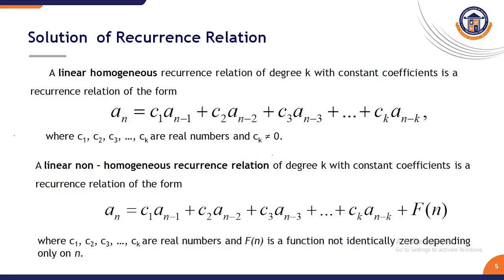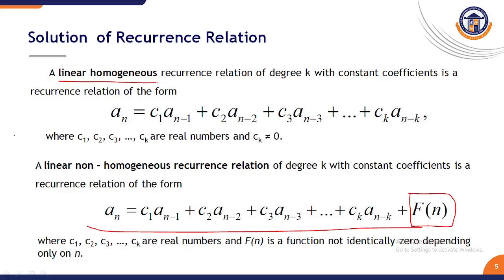Based on the given recurrence relation, it is defined into two categories. If the given recurrence relation contains the term f of n, then it is known as a linear non-homogeneous recurrence relation. Otherwise, it is known as a linear homogeneous difference equation. Based on this nature, we can find the solution for the recurrence relation.